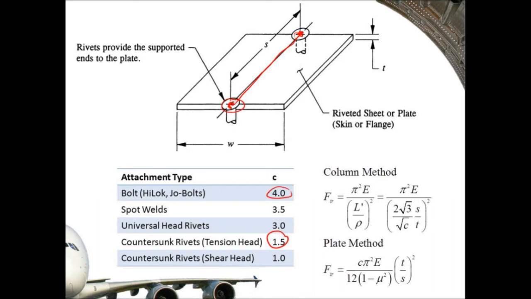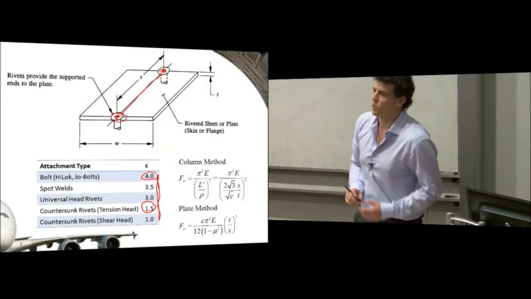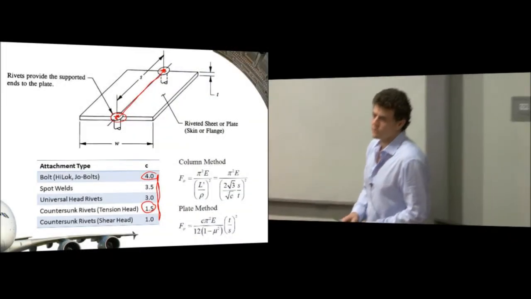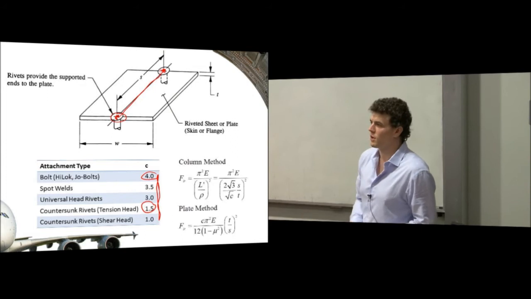And you can tell from this table that these are what I would call empirical constants. They're derived from observation rather than theory. There's no theoretical reason why a bolt would have a constant of exactly 4 or a countersunk rivet would have a constant of exactly 1.5. It's something that people have done a few tests and worked out that that's the right kind of number to put in there.